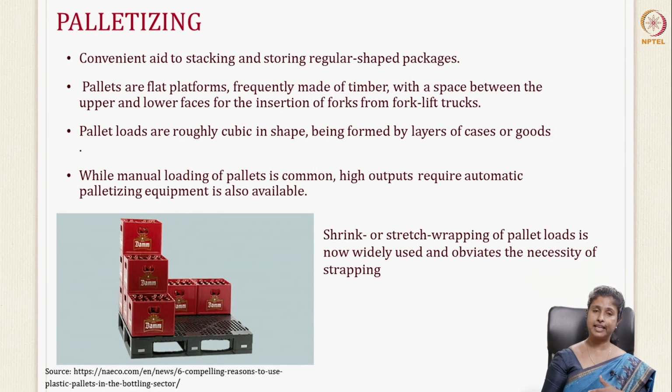One of the last steps is palletizing it. That is, you keep them onto pallets, and this helps in stacking or storing it in the warehouses. These pallets themselves, they are flat platforms, as you can see here also. They usually have a space in the lower and upper half, so this forklift can actually take it up and push it into the shipment or the trucks. The pallet loads are usually cubical in shape. It can be again wrapped around with a stretch pack, which collates. Manual loading is usually most common, but if it's a higher output, higher production area, you can use your automated palletizing equipment. Now, like I said, the shrink or the stretch wrapping is very much common nowadays.